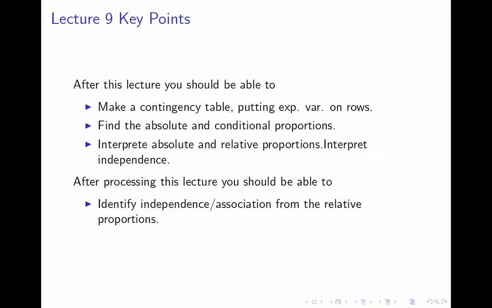And finally, you should be able to interpret absolute and relative proportions. Be able to say things like, that percentage there is the percentage of women who are independent. And you should be able to judge whether the data shows independence or association and know what independence and association mean. Well, I guess I put down identify independent association from the relative proportions as an advanced task, but it's somewhere in between.